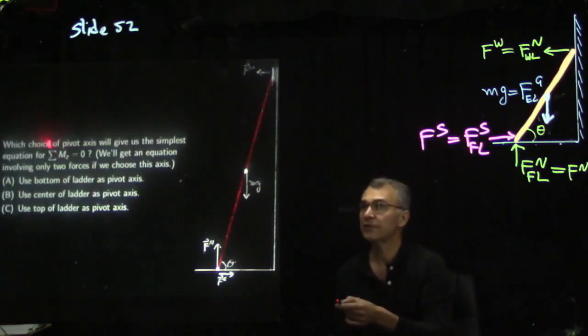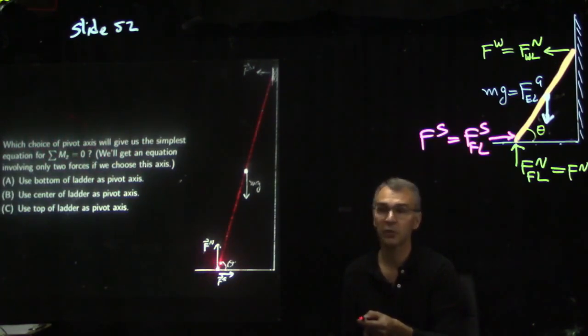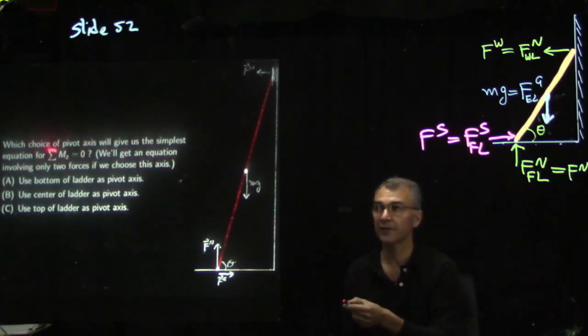So what choice of pivot axis will give us the simplest torque equation? I wrote this in engineer terms: the sum of moments about the z-axis is 0. In any case, the torque or moment equation can be made as simple as possible, in other words, an equation involving only two variables. The algebra is simpler if each equation contains the smallest number of variables. So if we choose an axis judiciously, we will get a torque equation, also known as a moment equation, that involves only two forces.